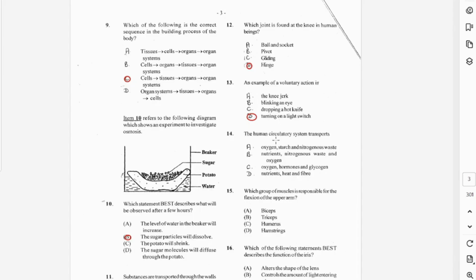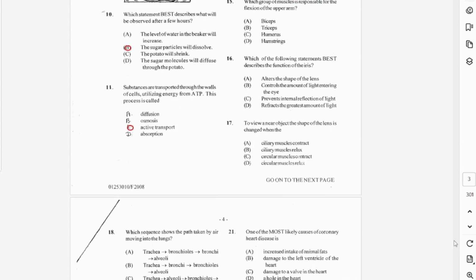Number 14, the human circulatory system transports B, nutrients, nitrogenous waste, and oxygen. If we were to look at A, what would set it off is starch. For C, what will set it off is glycogen. And then for D, what will make it wrong is fiber. Then we have number 15.